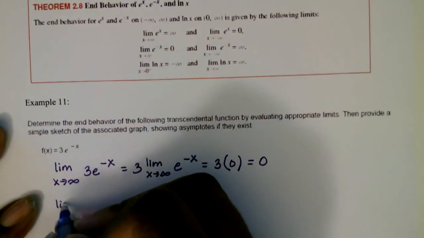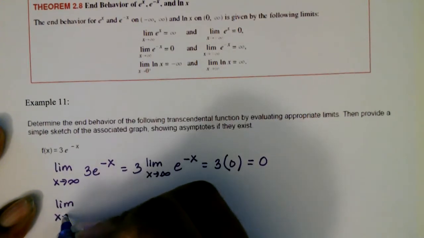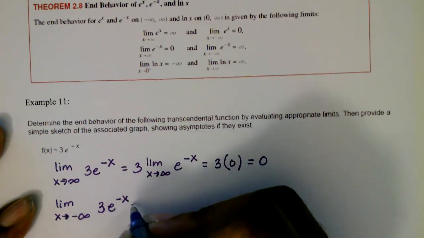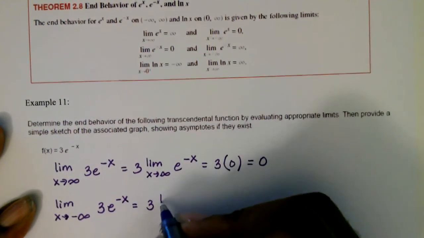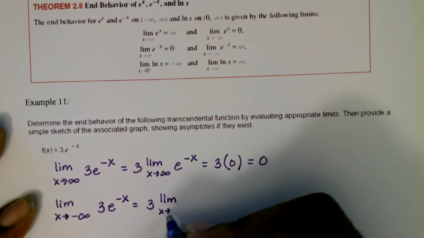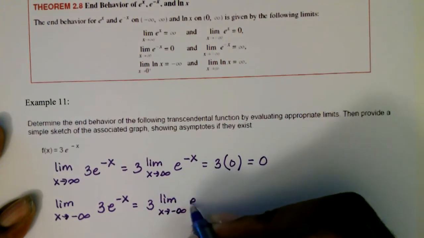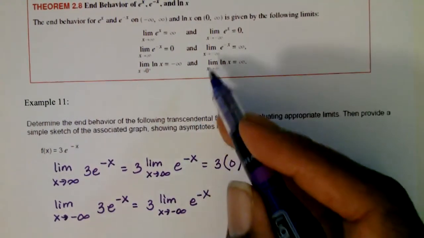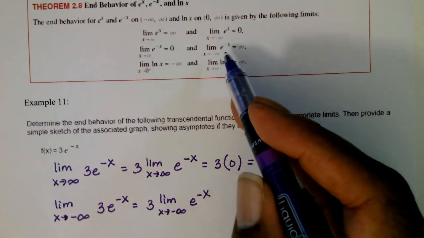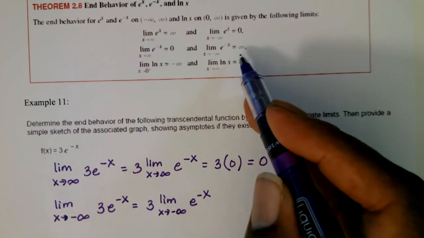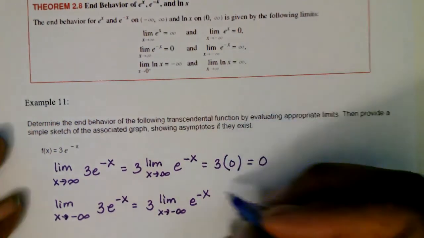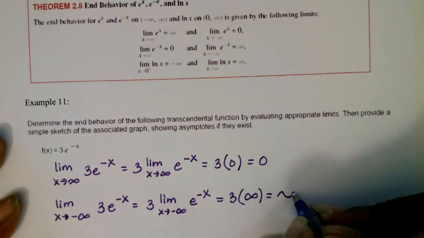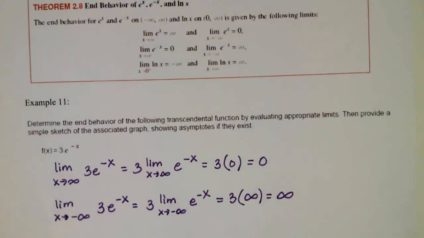And let's take a look at the limit as x approaches negative infinity of 3 e to the negative x. Again, I'm going to pull the 3 in front of the limit as x approaches negative infinity of e to the negative x. And in this case here, as we let x approach negative infinity, the limit of e to the negative x is infinity. So 3 times infinity ends up being infinity.